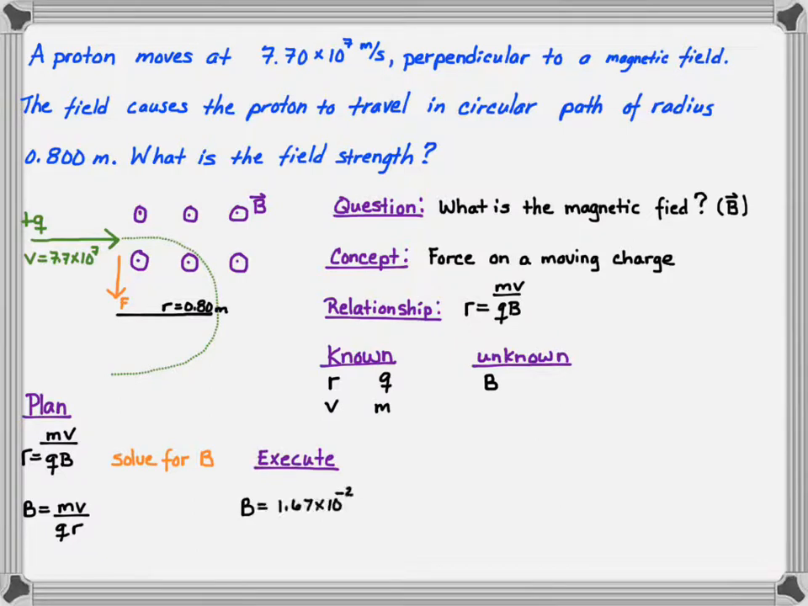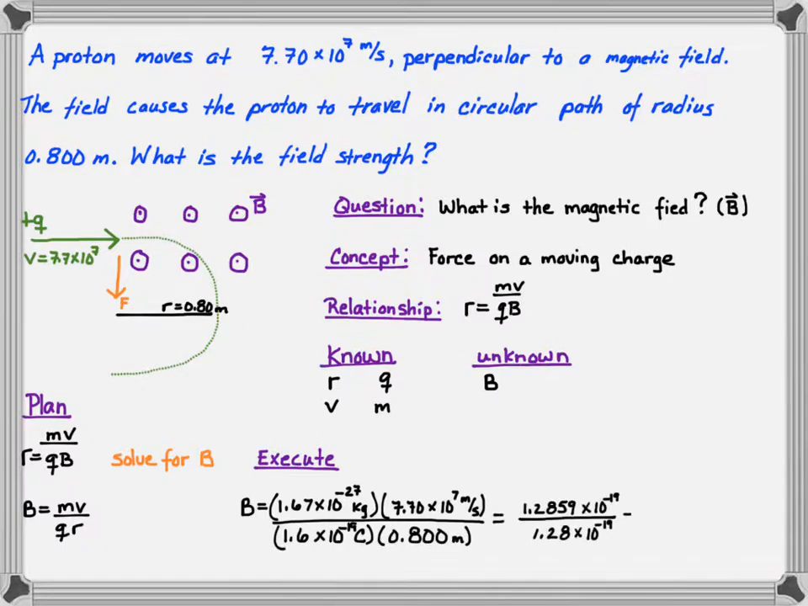So I can now execute my plan by just plugging my numbers in, multiplying and dividing, and I get an answer of 1 Tesla. So the magnetic field that allows this proton to curve with a radius of 0.800 meters is going to be 1 Tesla.